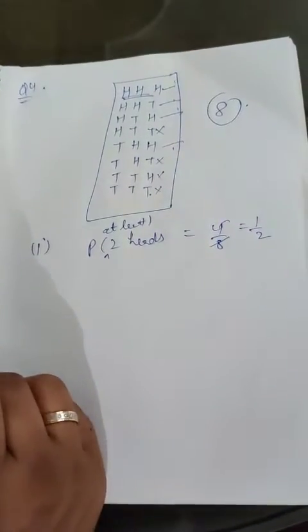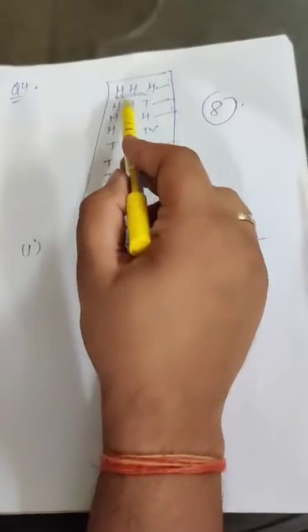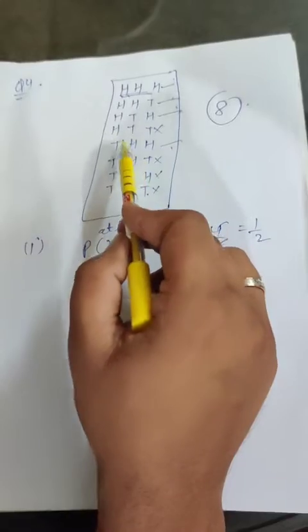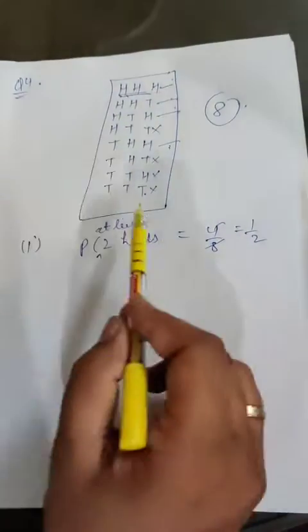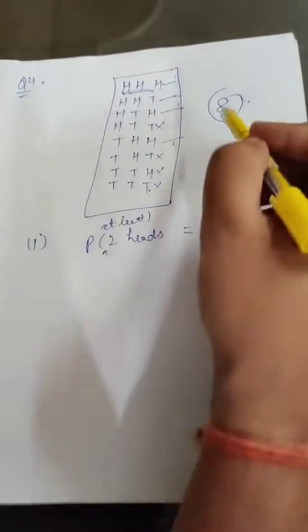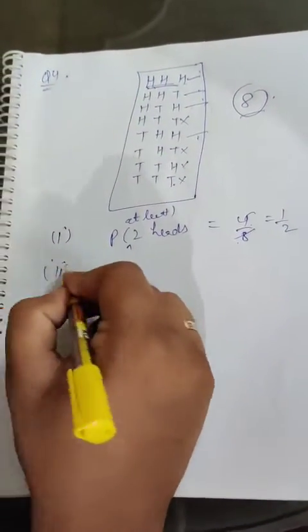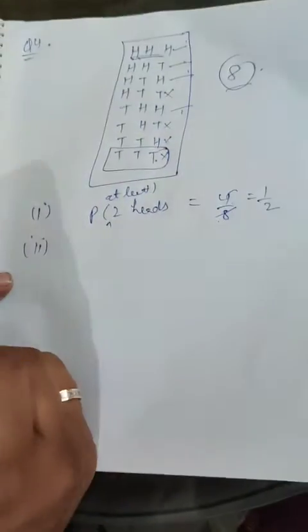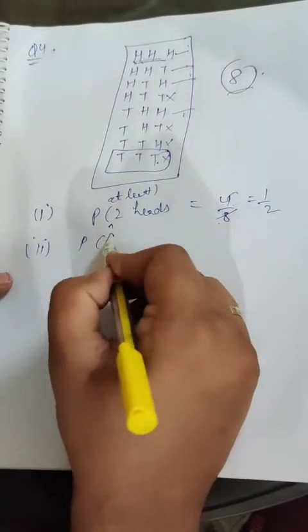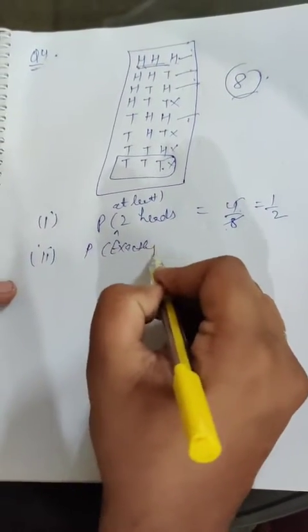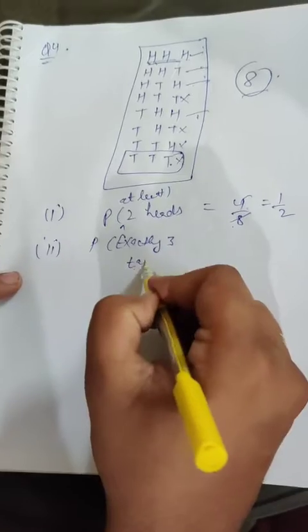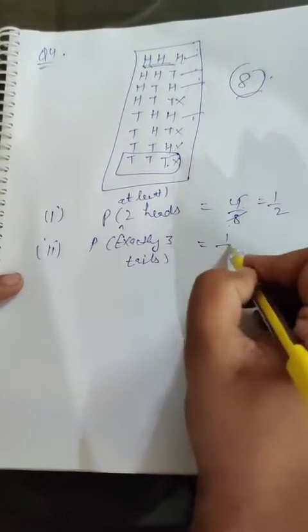At least means minimum 2 heads, or it can be more than 2. So more than 2 means 3 heads, 2 heads, 2 heads, 2 heads. That's it. So 4 are the favorable outcomes, and total outcomes are 8 when a coin is tossed thrice. Second part. Exactly 3 tails. So only one outcome is there in which there are exactly 3 tails. So the probability of exactly 3 tails is 1 by 8.